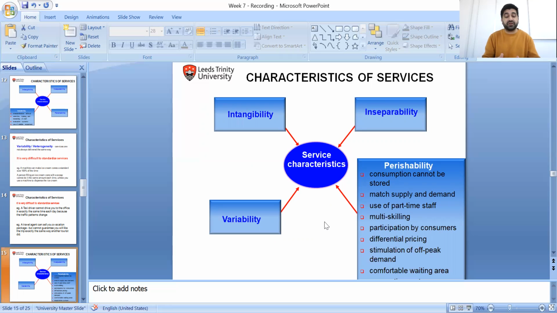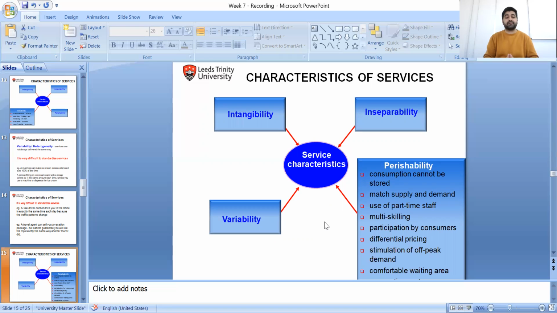This is the most important when we are providing service. The staff members must be trained, they must be skilled persons. Participation by the customers. In services, there must be involvement of customers. If there is no customer, to whom will we provide services? Differential prices, yes, and stimulation of off-peak demand, comfortable waiting area.